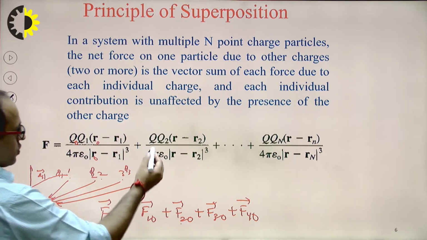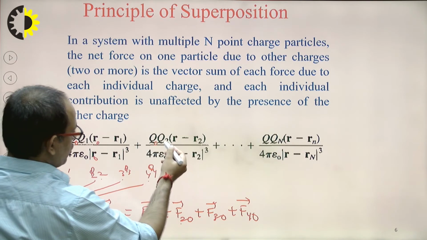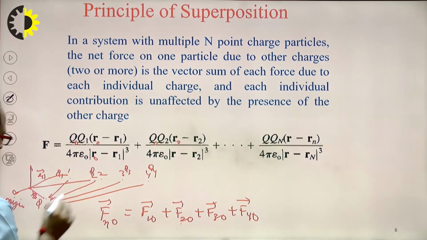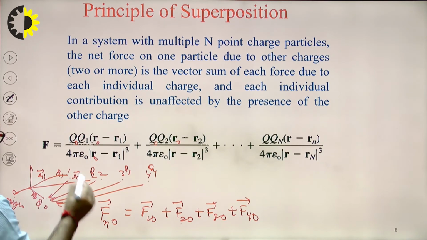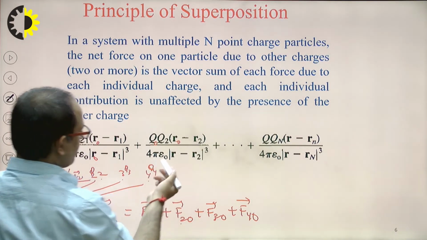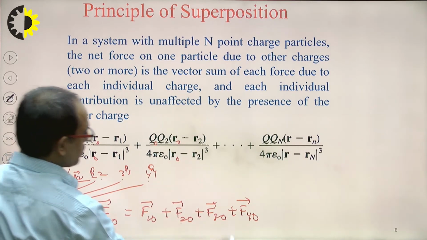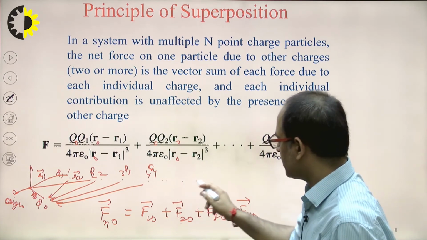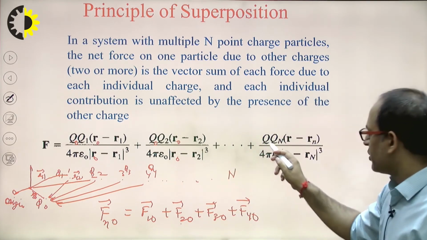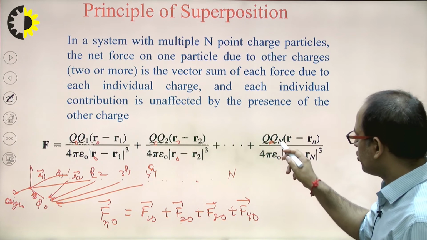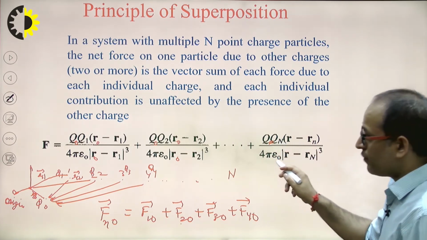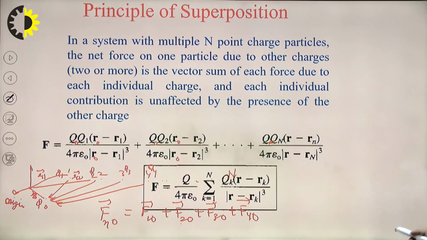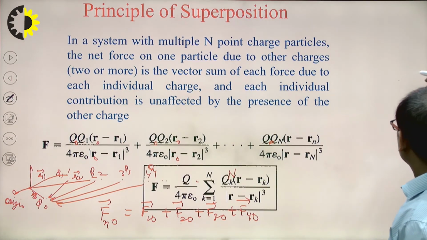Similarly for F20, Q0 into Q2, R0, this distance R2, (R0 minus R2) upon 4 pi epsilon (R0 minus R2) whole cube. Similarly, if there are n point charges, that will be Q0 into Q1 (R minus Rn) upon 4 pi epsilon (R minus Rn) to the power 3. Now you will get what? Overall, the general formula will be what?